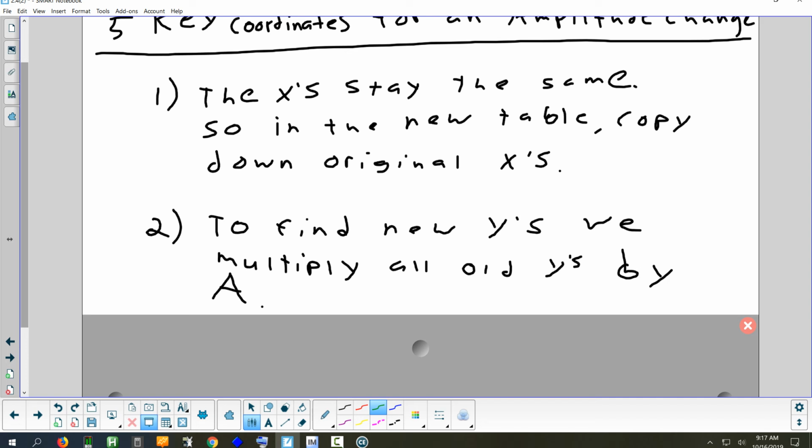So, to find your new y values, all you do is multiply your old y values by a. Remember, a is the number in front. Notice I didn't say absolute value of a. If there's a negative with the a, when you're doing the graph, you use the negative, because the negative causes your graph to flip. You don't just ignore the negative when you're actually making a picture. So when you're graphing, don't ignore the negative. If it's there, use it. If it's not, then don't worry about it.